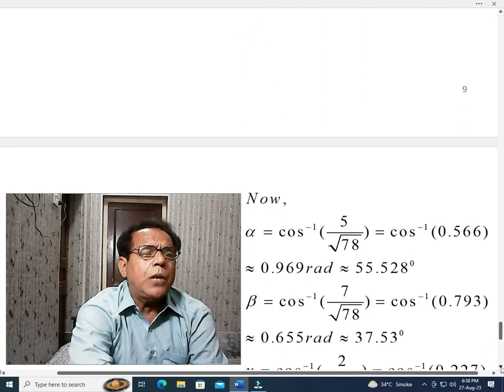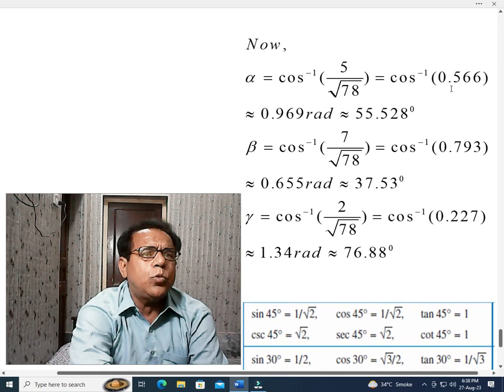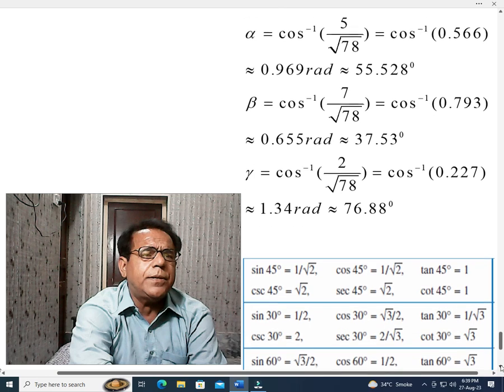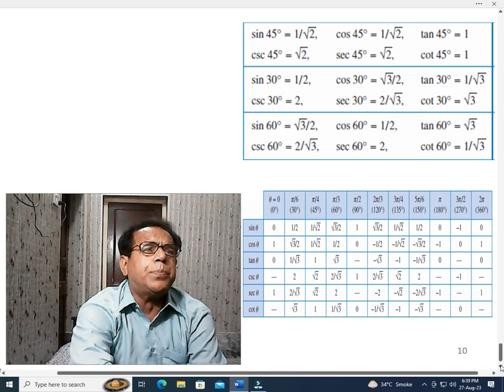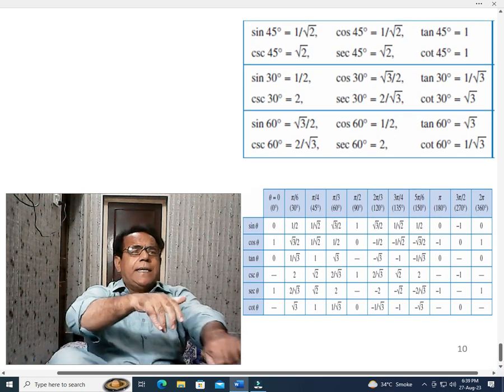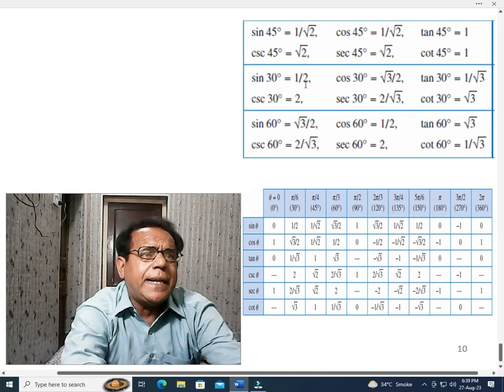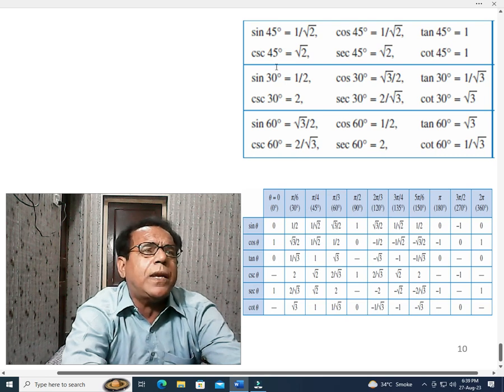Now alpha equal to cos inverse so and so, its value is 0.969 radian or 55.528 degree. Similarly, beta becomes equal to this radian and this degree, and gamma equal to this radian and this degree. This is the table which is very helpful regarding calculation of trigonometric values. We have two options. We can directly take these values from the internet, and these two tables are also very helpful.